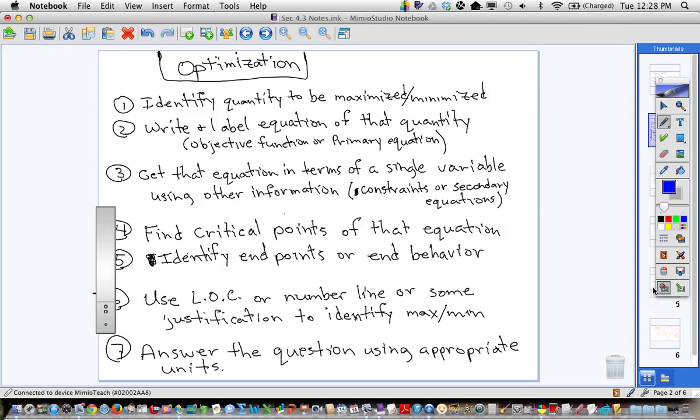Then we do the derivative with respect to that variable. So x or whatever, r, whatever it happens to be. And then we look where we're supposed to look for maxes and mins, which is at endpoints, where the derivative is 0, where the derivative is undefined. And then we answer the question that's asked. Now, we might do a list of candidates, we might do a number line, and we've talked about those situations.